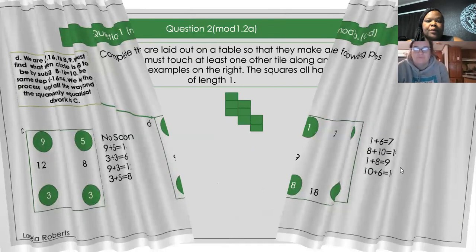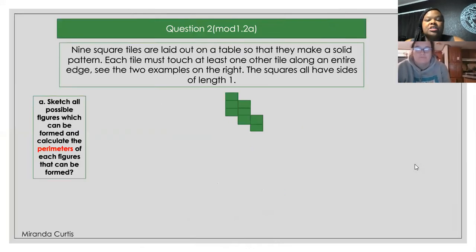All right, Miranda. 9 square tiles are laid out on a table so that they make a solid pattern. Each tile must touch at least one other tile along an entire edge. See the 2 examples on the right. The squares all have sides of length 1. So question 2, can you answer this for us?